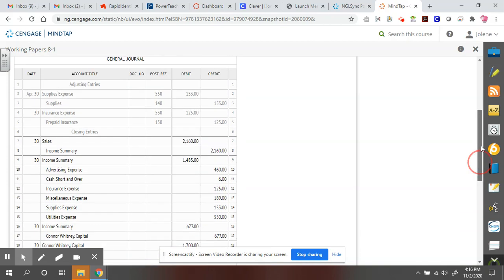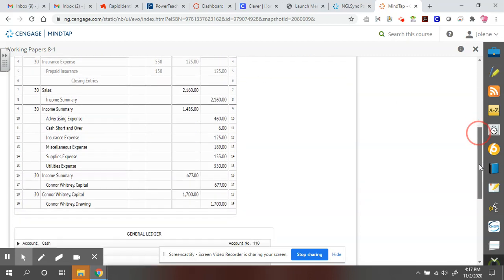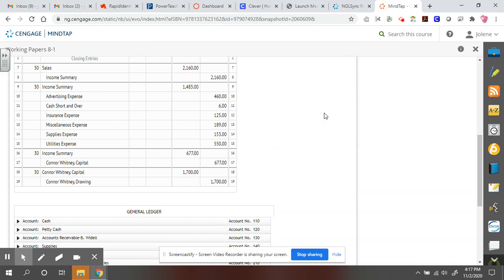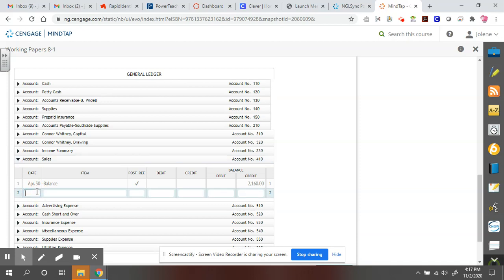And this is General Journal, page 8. So when we post these, we're going to say that we found this information in G8, General Journal, page 8. So I'm going to start with sales. We're going to credit sales. We're going to use the 30th. Remember that G8 I just told you about? General Journal, page 8.